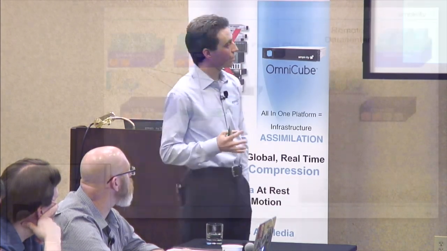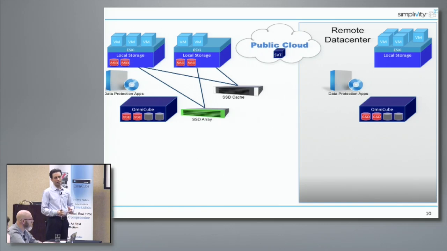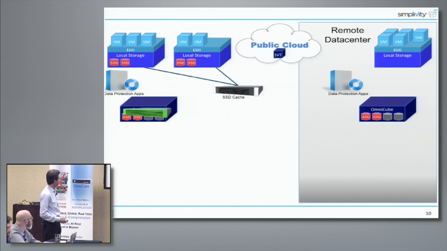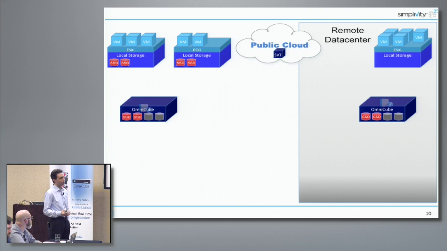So we leverage flash technology in the cubes as well. Today we use SSD. We could use a PCIe card or some other type of flash. It just happens that SSD is the best price capacity packaging of flash for us today. That allows us to get rid of some more of the components within the environment here, including the data protection apps in a lot of cases.